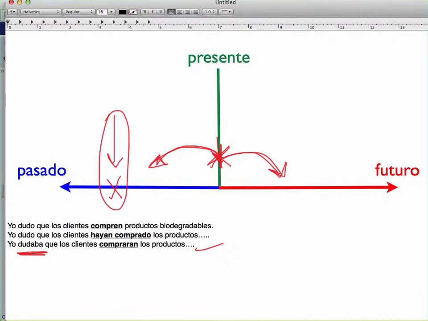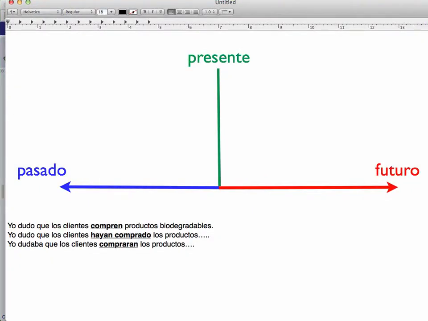Now, with the past perfect subjunctive, we are still going to talk about the past. Okay, so we're still going to say yo dudaba, but what you're doubting is something that happened prior to that in the past. So you doubted in the past that something else had happened before. Okay, so what you're going to say is, just let me go back.